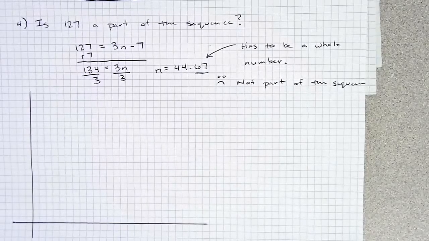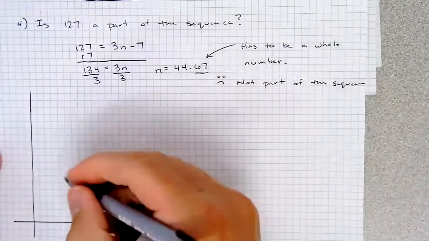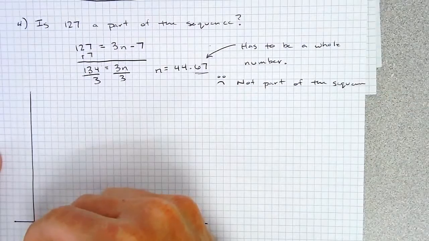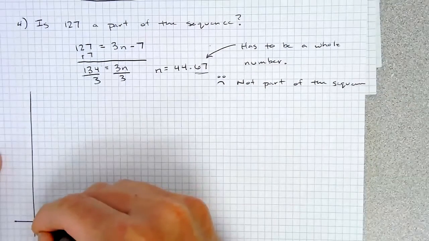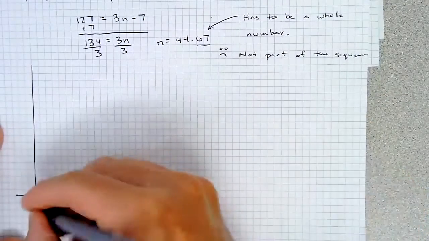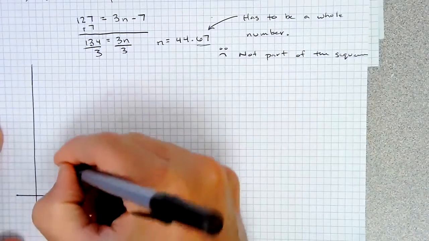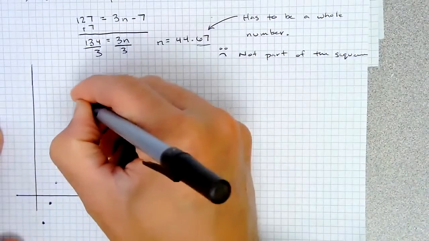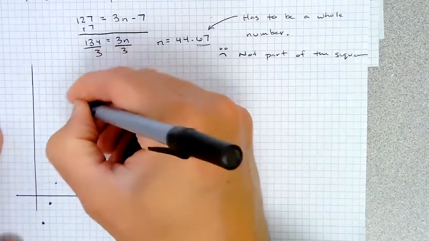All right, and that kind of ties into what the graph looks like. If we were going to graph this sequence, our first term is at -4. Second term is at -1, 2, 5, 8, so on and so forth.